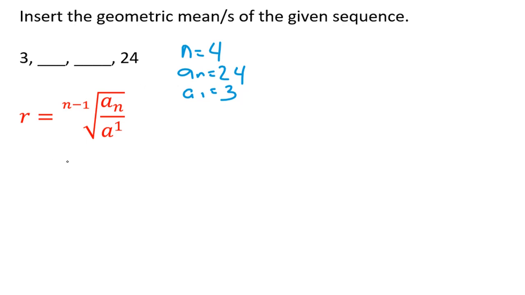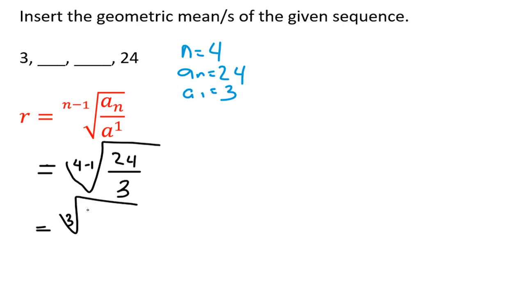So, substitute na natin. So, n minus 1, that is 4 minus 1, root of last term 24 over first term 3. Yan ay 4 minus 1 is 3, kaya magiging cube root na lamang. So, cube root ng 24 divided by 3, yan ay 8. And cube root ng 8 ay 2. So, ang common ratio ay 2.